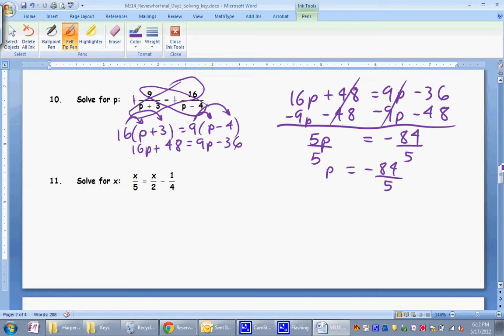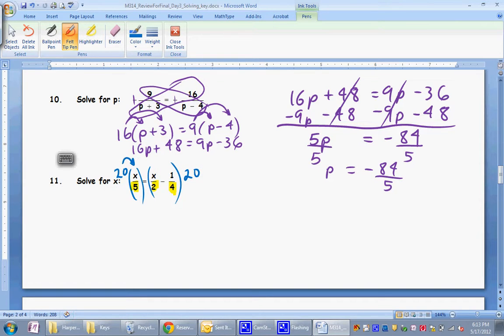Okay, if we move on to number 11, there are many, many different ways to do this problem. I could think of about 3 or 4 that would work. In my opinion, I don't really like dealing with fractions when I don't have to. So I'm going to try to multiply both sides of my equation by some number that will get rid of the denominators entirely. Basically, I'm looking for a number that 5, 2, and 4 both go into. The least common multiple of 5, 2, and 4. 20 is that number. So I'm going to multiply both sides of the equation by 20.